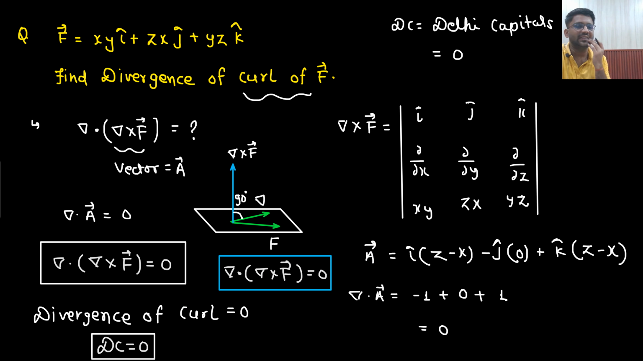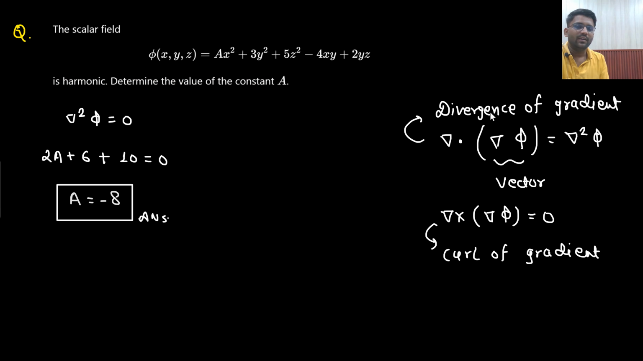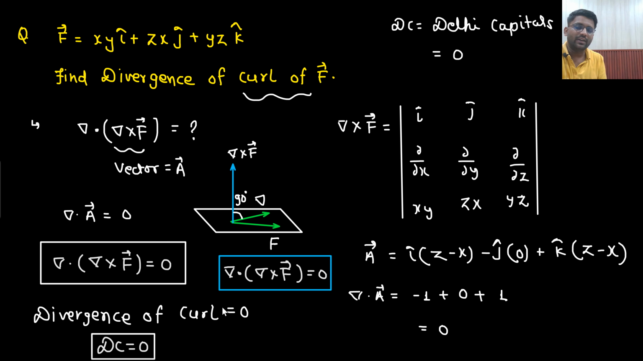Always remember only one thing, sir. Delhi Capitals, DC equals to 0. Divergence of curl will always come out to be 0. Here what we understood, divergence of gradient will not be equals to 0. It is Laplacian. But divergence of curl is coming out to be 0.